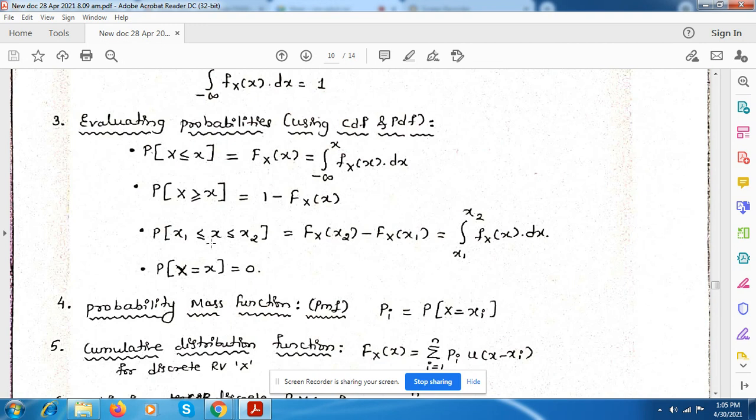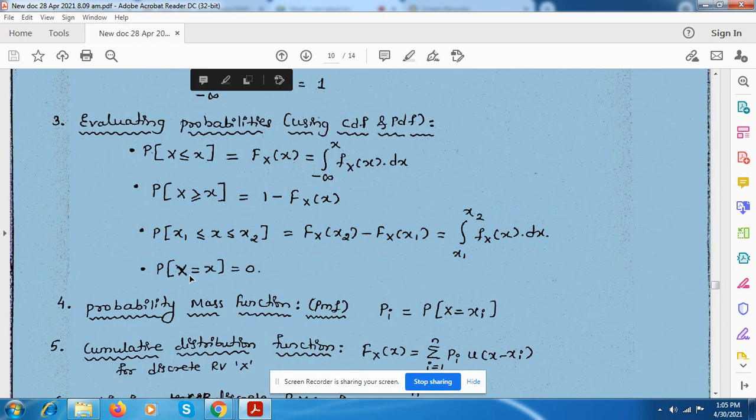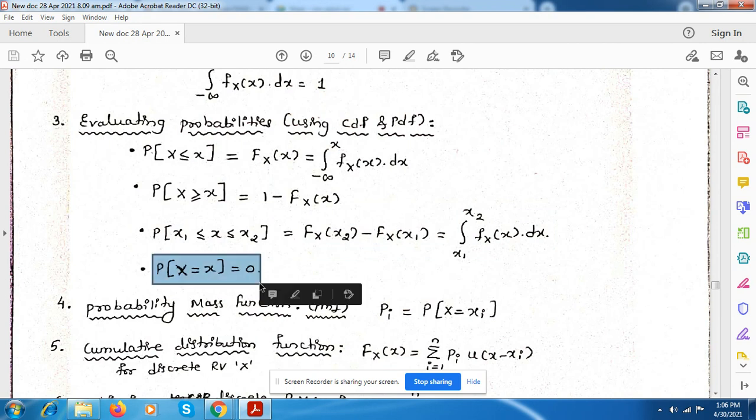Next we have the probability of X which lies between x1 and x2. This we have already seen the proof: in terms of CDF we can write it as F_X(x2) minus F_X(x1), and in terms of PDF we can write it as the integration from x1 to x2 of f_X(x) dx. If the probability value at any particular point is asked, that is P(X = x), then it is equal to 0. This proof also we have already seen.